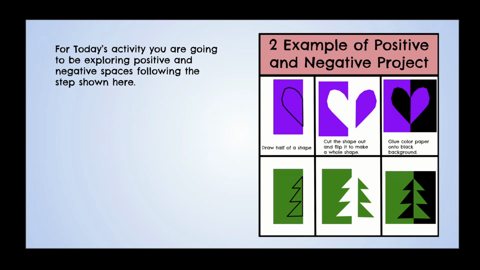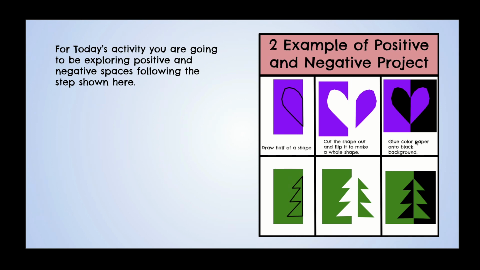On one side of your artwork, the positive space of the heart is black, and on the opposite side, the positive space of your heart is purple. You also have some negative space, which is the space that is surrounding your heart. And on one side, your negative space is purple, and on one side, your negative space is black.